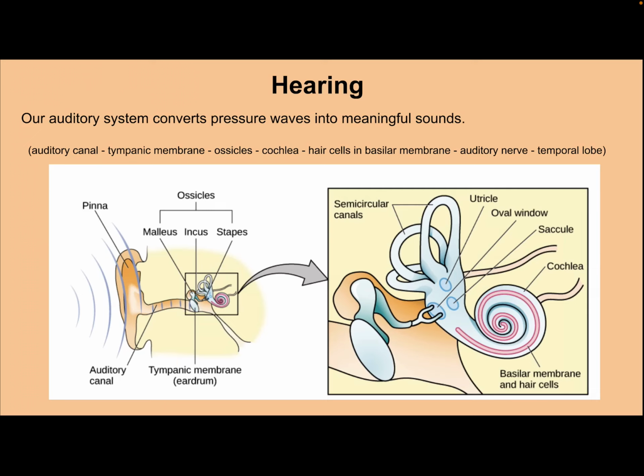They go into the auditory canal, to the tympanic membrane. They vibrate the ossicles, which move around the liquid in the cochlea, which moves the hair cells in the basilar membrane, which lead to the auditory nerve and eventually the temporal lobe of our brain. So as long as you know that order, auditory canal, tympanic membrane, ossicles, cochlea, hair cells in the basilar membrane, auditory nerve, temporal lobe, you're all good. And you don't even need to know the names of the ossicles.